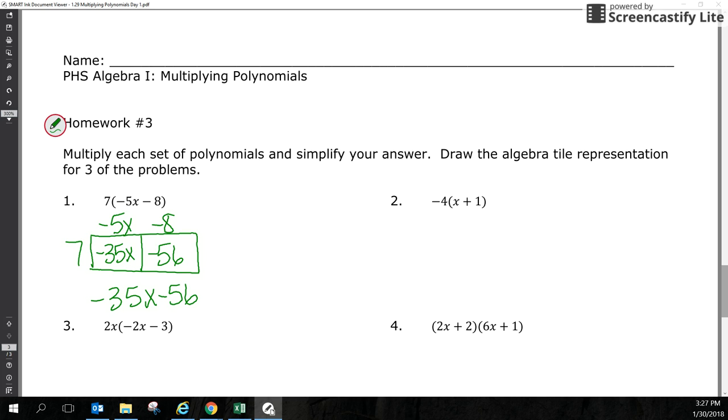Number 2, you probably are comfortable enough with this one to just double distribute like this. So negative 4 times x would be negative 4x. Negative 4 times 1 would be negative 4.